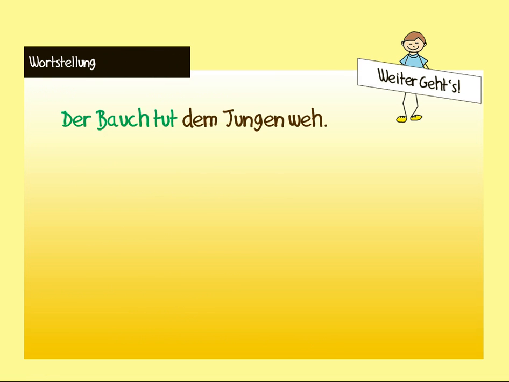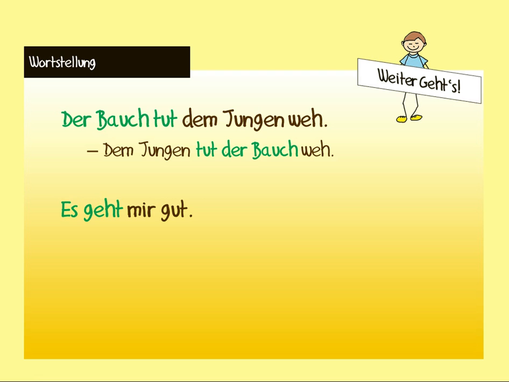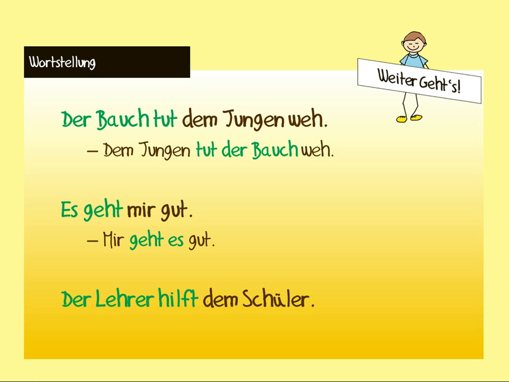Alright, word order. Der Bauch tut dem Jungen weh. Subject, verb, direct object. Nothing new here. We can start with our indirect object and just turn it around. Indirect object. Remember that the verb has to go second position and then everything else just follows in place. Es geht mir gut. Subject, verb, indirect object. Or indirect object, verb, subject. So we can start with the indirect object, but we have to make sure that the verb is in second position. Same thing here. Der Lehrer hilft dem Schüler. Dem Schüler hilft der Lehrer.